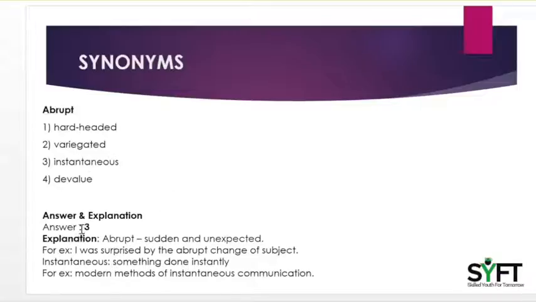So let us explain it. Abrupt means sudden and unexpected, which happens unexpectedly, which happens suddenly. That is called abrupt. For example, I was surprised by the abrupt change. That means the sudden change of subject. Sudden change, unexpected change, which I haven't expected. So that is called abrupt.